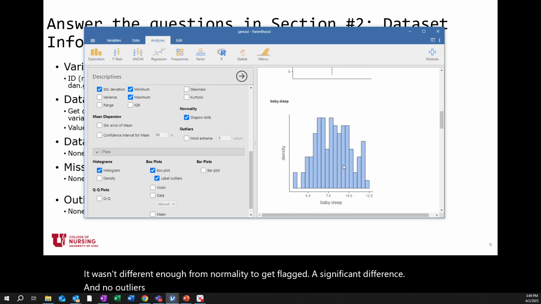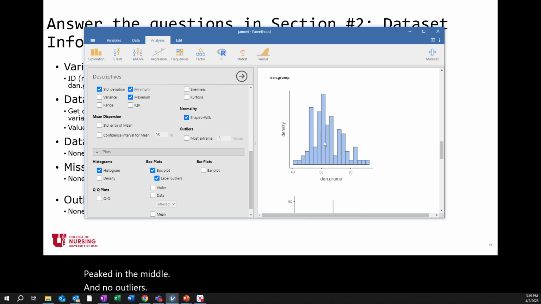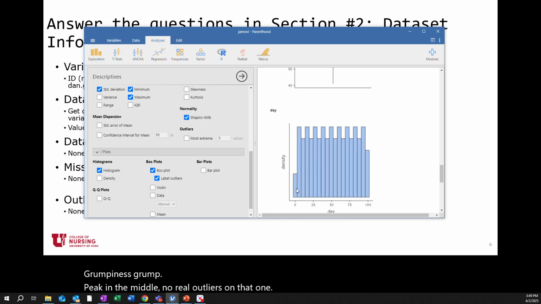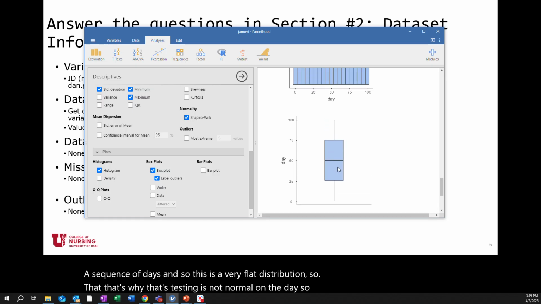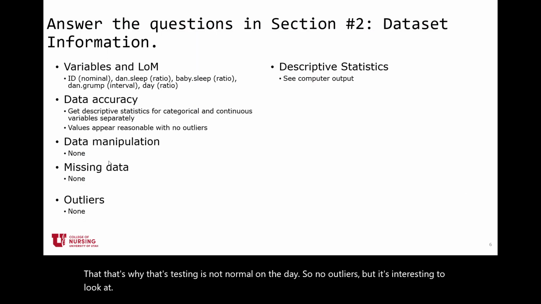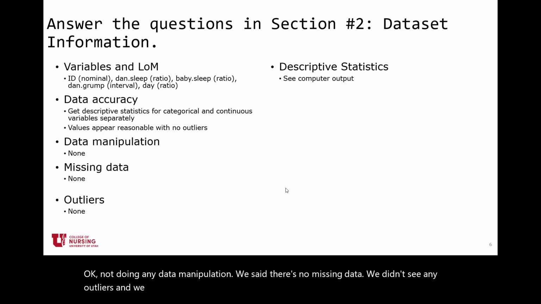No outliers on that box plot. Baby sleep also peaked in the middle and no outliers. Grumpiness, grump, peaked in the middle, no real outliers on that one. And day, you'll see it's just counting a sequence of days, and so this is a very flat distribution. So that's why that's testing as not normal on the day. So no outliers, but it's interesting to look at. Okay, not doing any data manipulation. We said there's no missing data. We didn't see any outliers, and we saw our descriptive statistics in there.